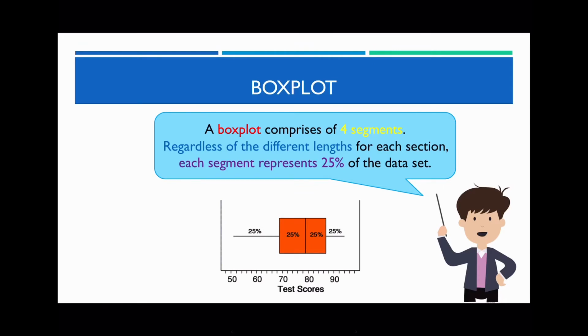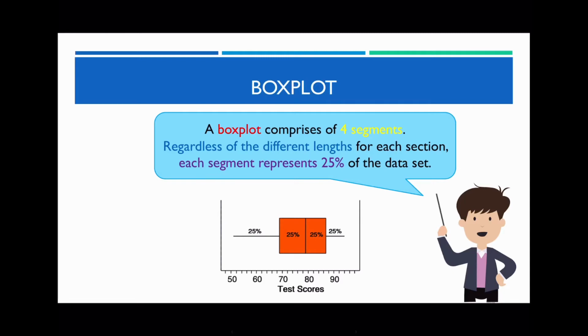Now, box plots come in all different shapes and sizes, but they still share some similarities, such as all box plots are made up of 4 segments. It doesn't really matter how long these segments are. Each segment represents 25% of the data set. So I'll show you using an example over here.